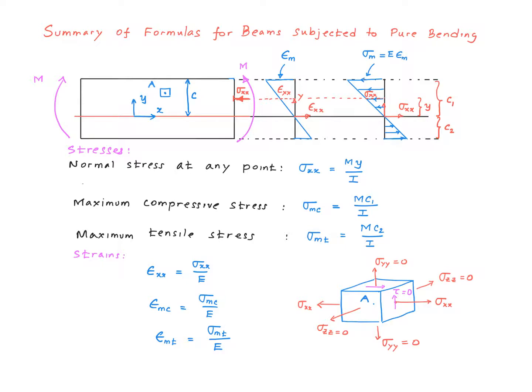Also just keep in mind that we have compressive stresses over here and tensile stresses over here because the bending moments are acting like this. If I reverse the direction of the bending moment like this, then we're going to have tension over here and compression over here.